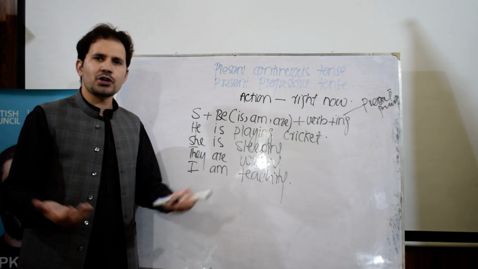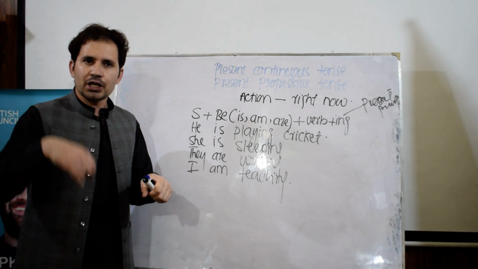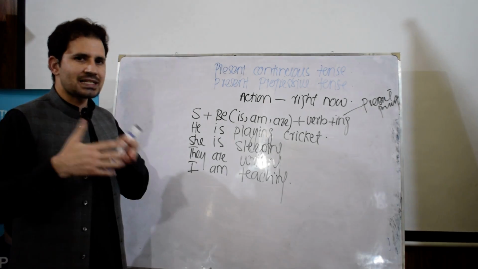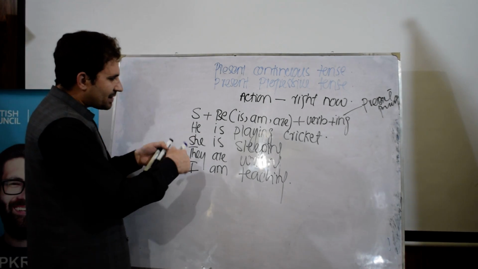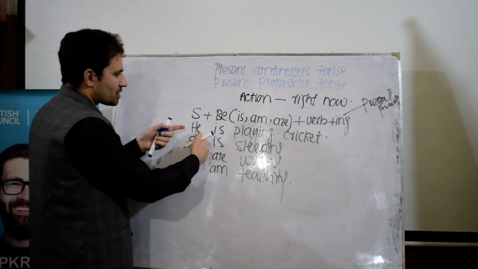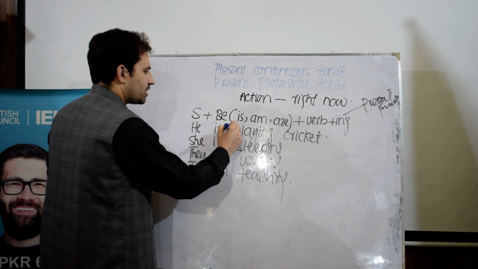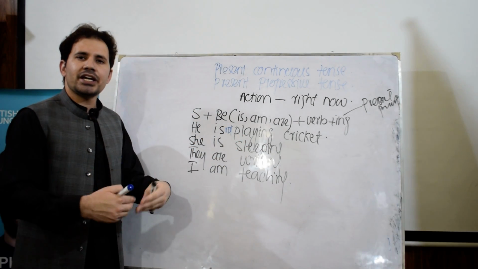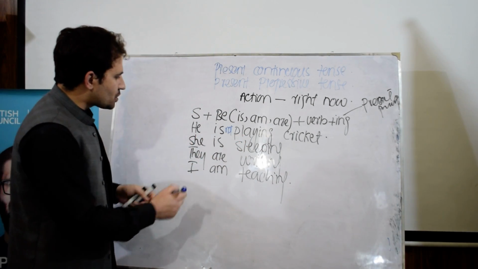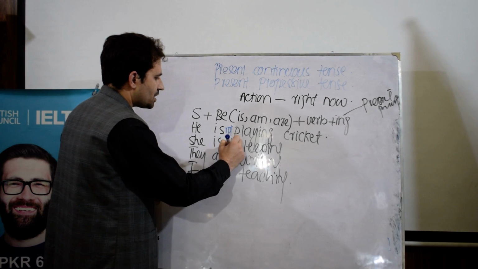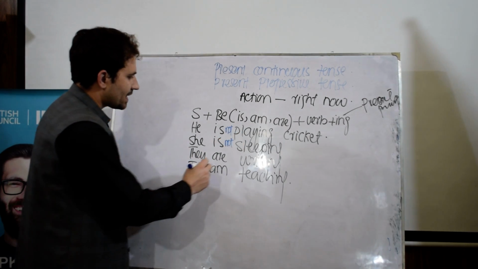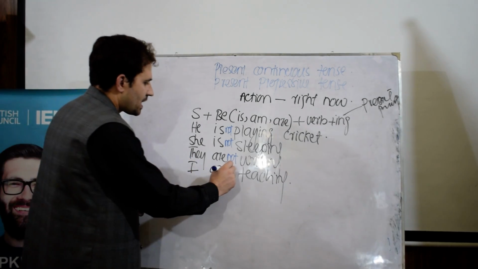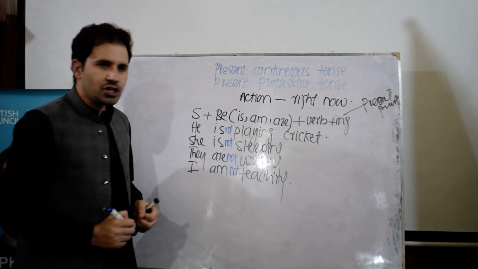For example, you are not doing something now. I call you, and if I say, are you sleeping? You say, no, I'm not sleeping. So if you want to make that negative, you can use he is not. He is not playing. Just put not after is. He is not playing. Or you want to say she is not sleeping. Or you can say they are not writing. Or I can say I'm not teaching.